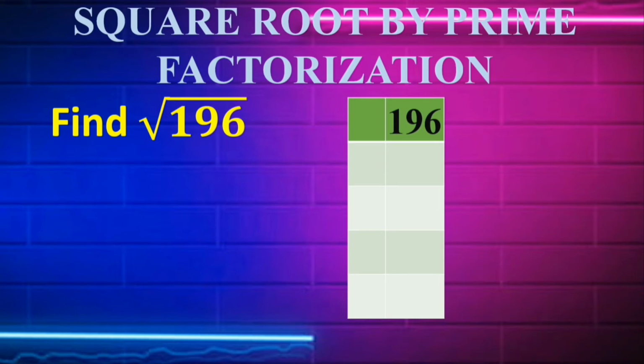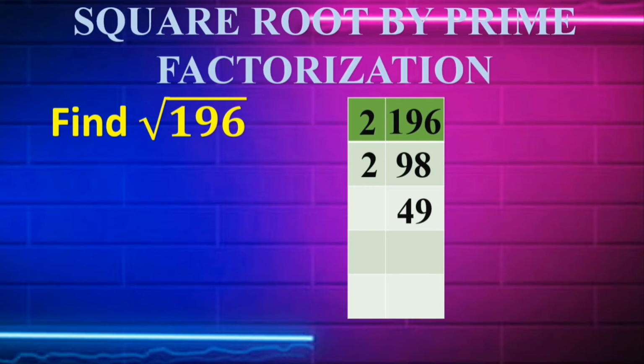Now 2 into 196 will give us 98. Can 2 also go into 98? Of course, yes. So 2 into 98 is 49. Now, can 2 go into 49? No, it can no longer go into 49.